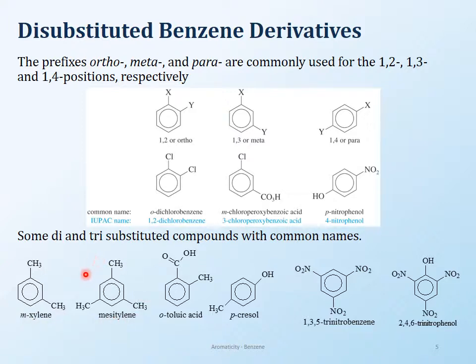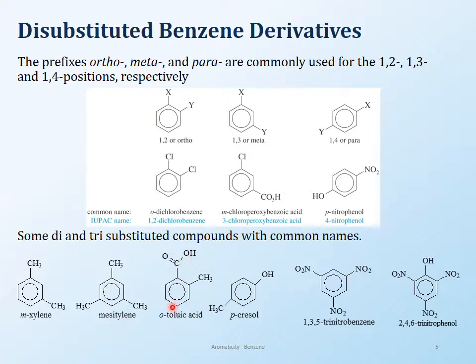Here is when you have three methyl groups on the benzene ring. This is called mesitylene. You can also just call it 1,3,5-trimethylbenzene. Okay, and that is perfectly acceptable if you do not remember mesitylene.